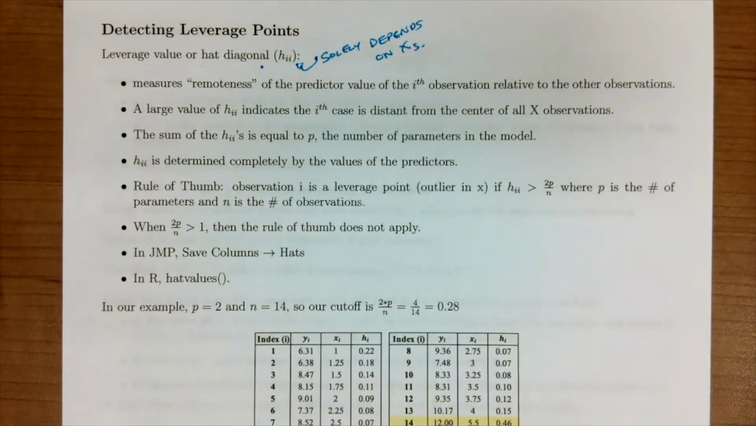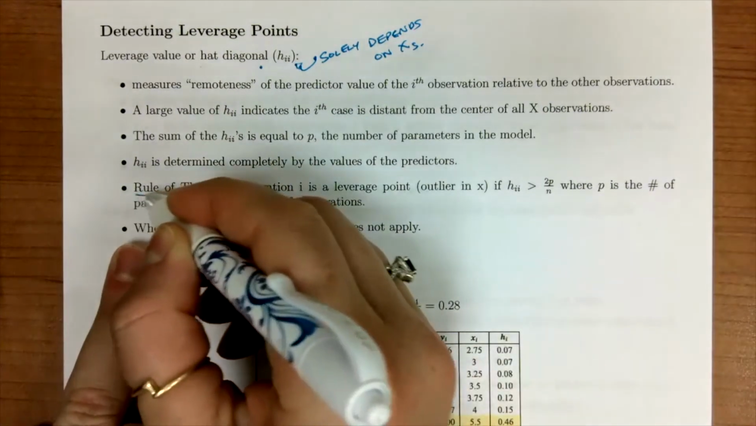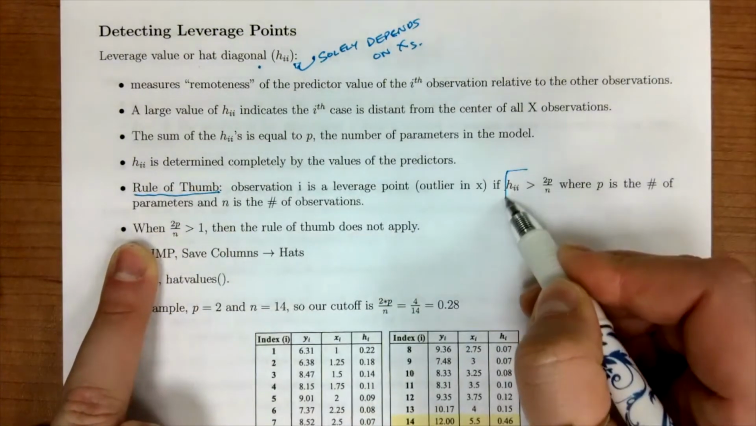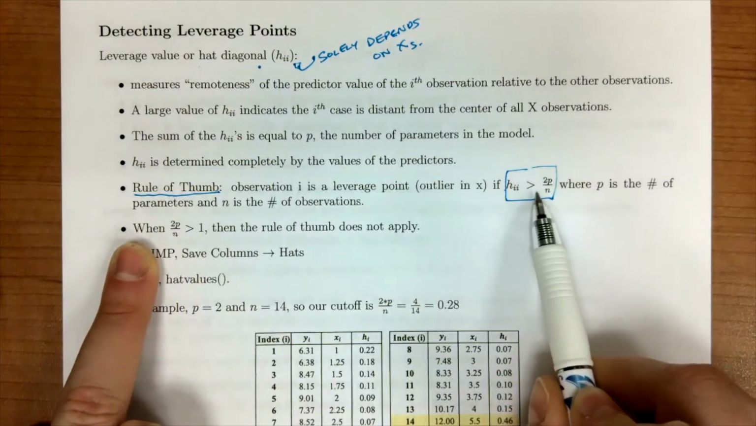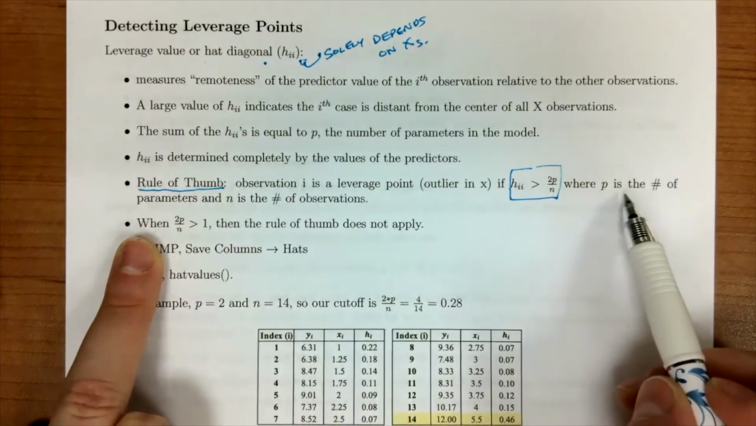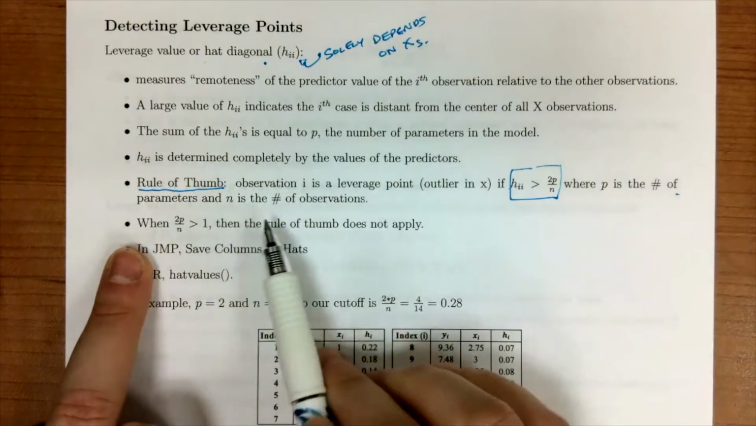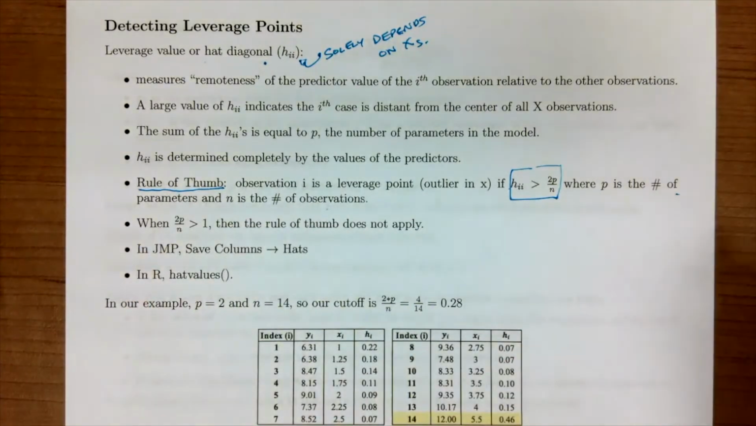h_i is determined completely by the values of the predictors. And then we have this rule of thumb right here, where we say if h_i is greater than 2p over n, where p is the number of parameters and n is the number of observations, then we would probably want to flag it as a leverage point and an outlier in the x.